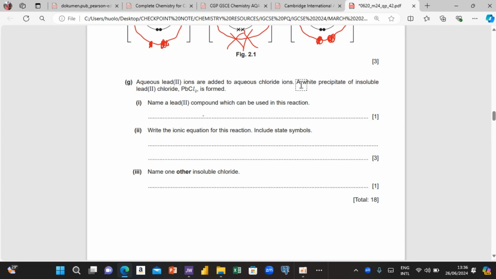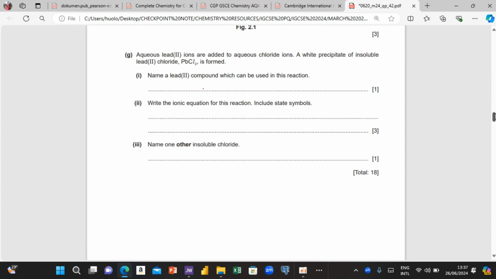Okay, so this is simple enough. You know this is a precipitation reaction, and generally in a precipitation reaction you are mixing 2 solutions, 2 soluble salts, to get 1 insoluble salt and 1 soluble salt. That's a precipitation reaction. So how can you get the 2 soluble salts? You want to remind yourself, what do you know about the solubility of salts?